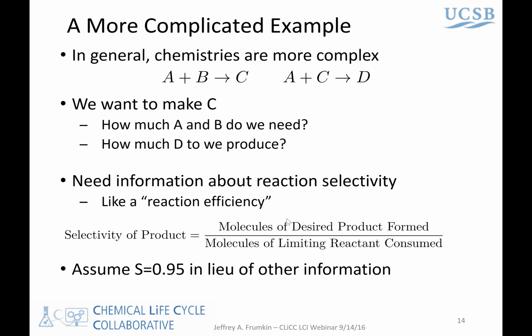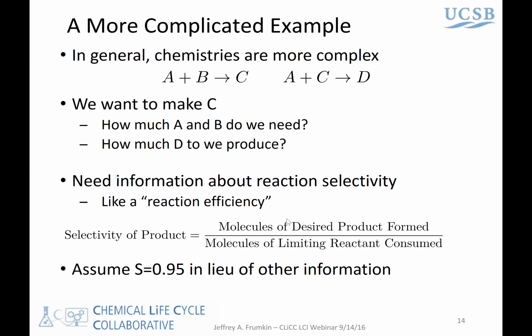So an example is shown here, A plus B goes to C and A plus C goes to D. So let's suppose we want to make C. How much A and B do we need? How much D are we going to produce? The truth is, with only stoichiometry, we do not have enough information to answer that question. We really need more information, particularly about reaction selectivity.